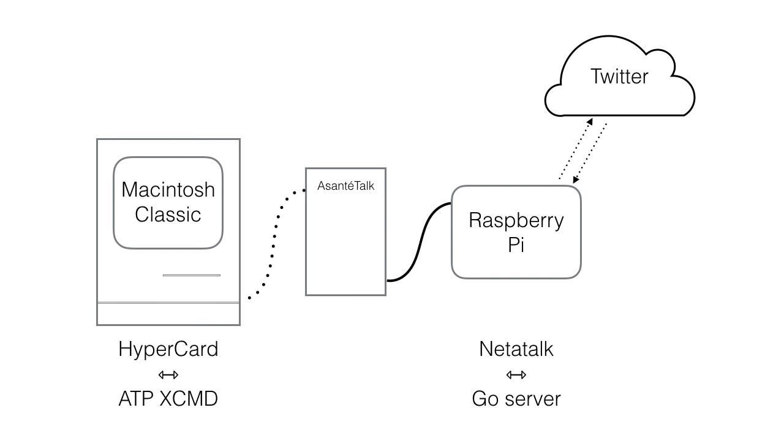Okay, so here's the plan. And I have a few minutes left, so I'm going to really try and get this done. I'm going to have a Macintosh Classic running HyperCard. It's going to have an XCMD loaded into the stack, which lets it do AppleTalk Transaction Protocol, which is going to run on DDP, which is going to pass through the Asante box to the Raspberry Pi, which is running a server written in Go. And it uses the Netatalk library to serve the request coming in from the Mac Classic. It will then tweet what I type into the request, and it should respond with, who knows. Okay, demo time. I really hope this works.